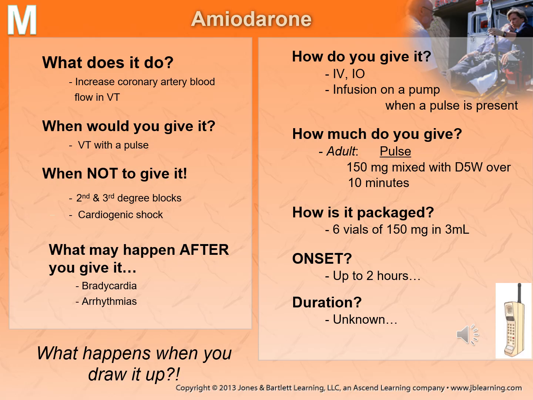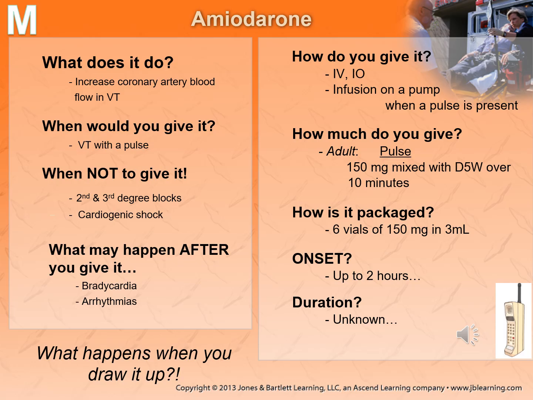What it's designed to do is increase coronary artery blood flow in VTach. This is if they have a pulse. We're going to infuse it. We're not going to push it. Don't give it in 2nd and 3rd-degree blocks or cardiogenic shock. What happens after you give this medication? It's an antiarrhythmic, so you could have an arrhythmia occur and or bradycardia.